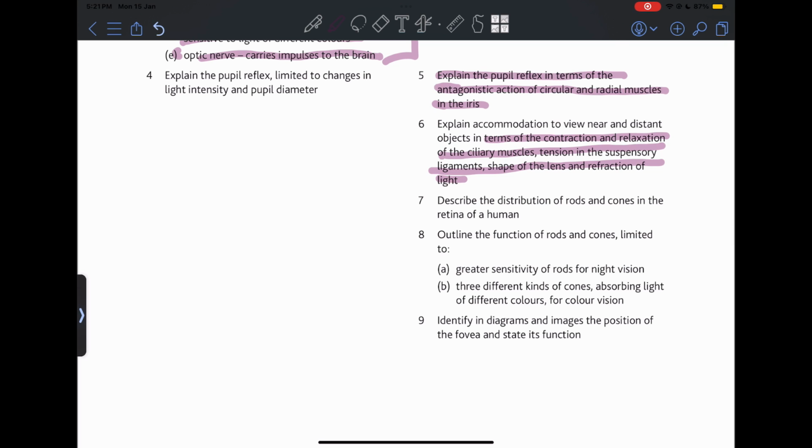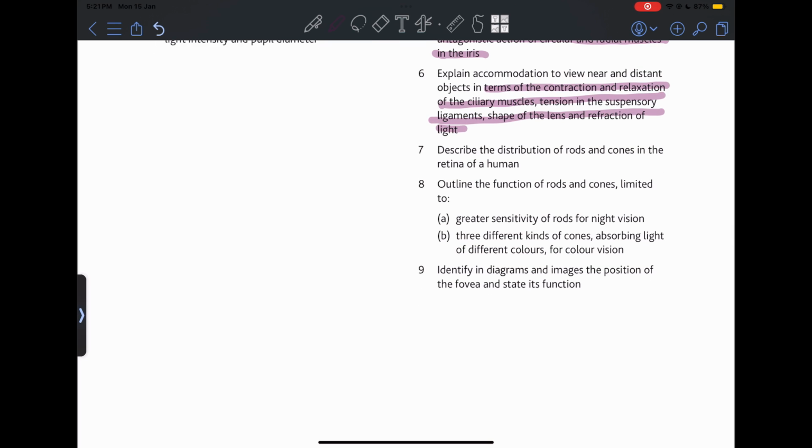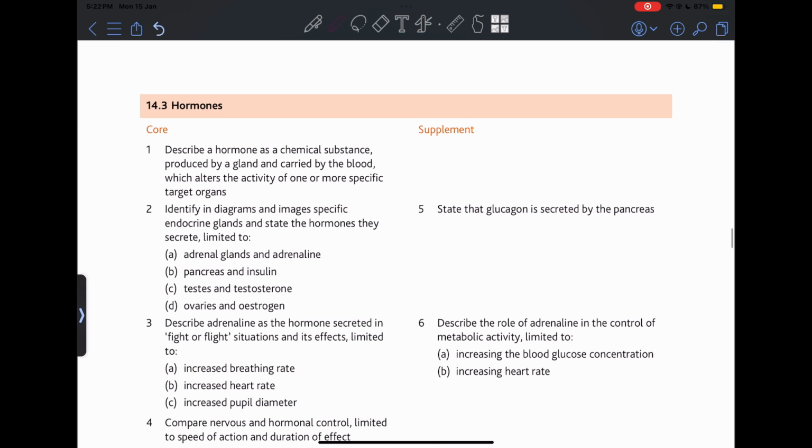Identify in diagrams and images the position of the fovea and state its function. So you have to know where the fovea is, and you also have to know the function of the fovea. Moving on to 14.3, which is about hormones, you have to define hormone as a chemical substance produced by a gland and carried by the blood, which alters the activity of one or more specific target organs.